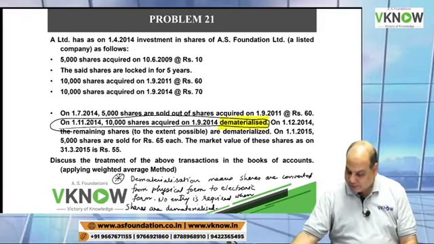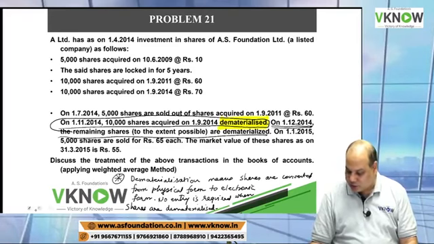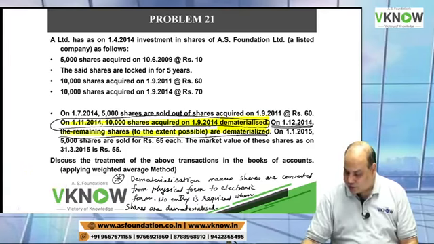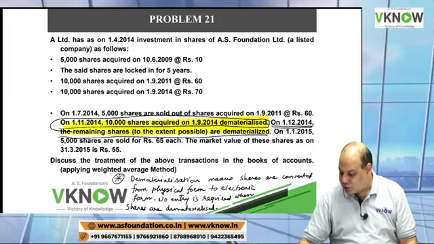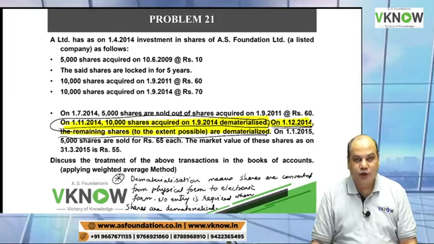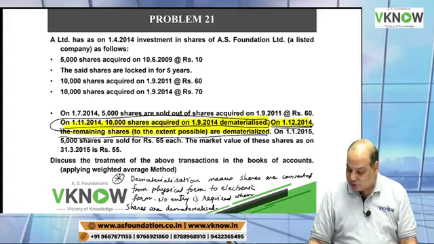Next line. On 1/12/14, remaining shares to the extent possible dematerialized. Again, not relevant. These two highlighted lines are not relevant. This is given to test the understanding of a good student. If you ignore it, good. But if you pass an entry for this, you will lose marks.